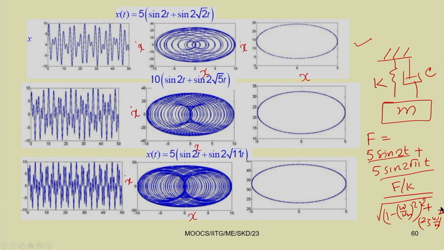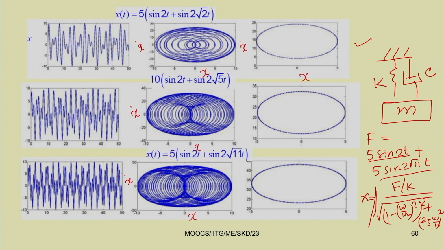So, already you know. First we can find the response for 5 sin 2t, and then we can find the response for 5 sin 2 root 11 t. So, finding both responses, the solution will be, so this is the x. So, x equal to this.